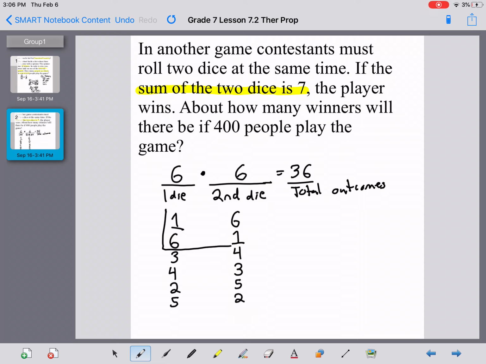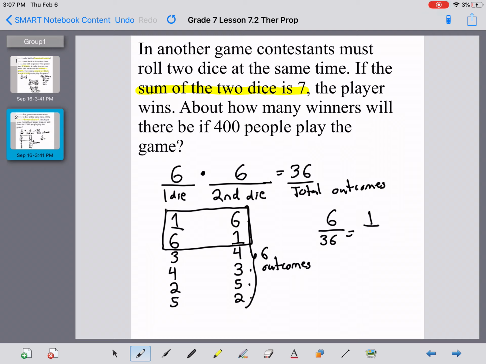Even though these look like they're the same, they're different because 1 is for the first die and 6 is for the second die. That is different than getting a 6 on the first die and a 1 on the second die. So here there are a total of 1, 2, 3, 4, 5, 6 outcomes that I would like. So my probability would be 6 out of 36 or 1 out of 6.